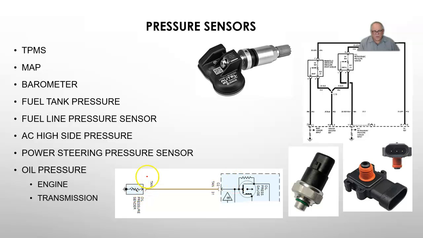Next, I'm going to ground this wire down here, and the gauge should read all the way up to max pressure. If it does, the gauge is good, the wire is good, it means my oil pressure sending unit is bad. A real quick, easy test if you're not having an accurate reading.